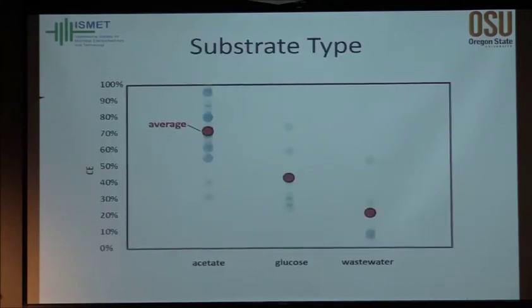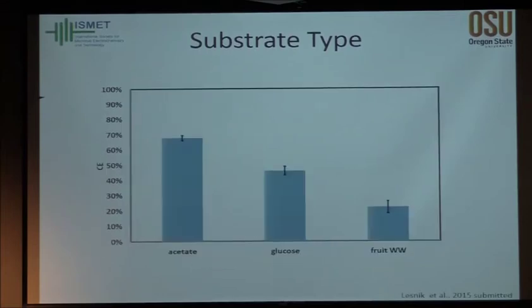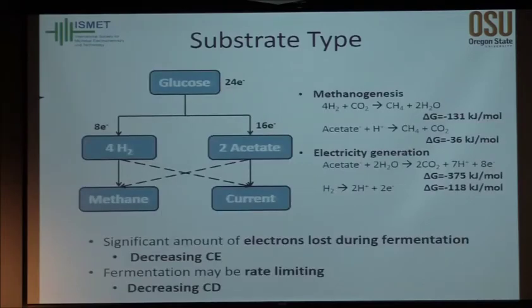From the database, we can see a very clear relationship between the substrate type and Coulombic efficiency. Acetate in general can achieve higher Coulombic efficiency than glucose or wastewater. This can also be seen in our lab data. This is fairly obvious, since acetate can be utilized directly by the exoelectrogens, while others need to be fermented prior to being used, for example, glucose.